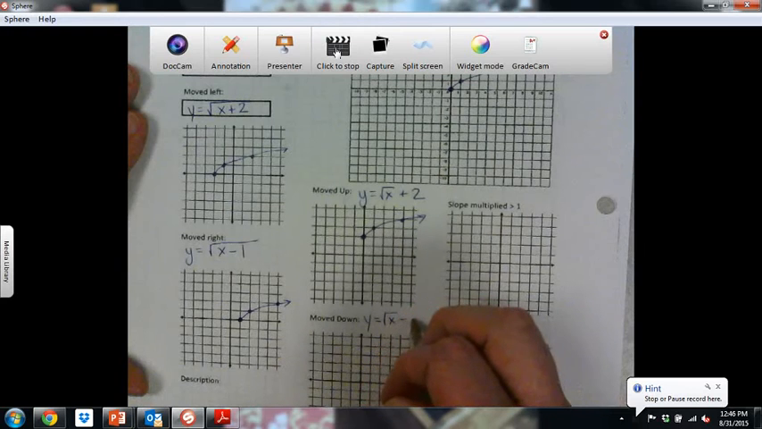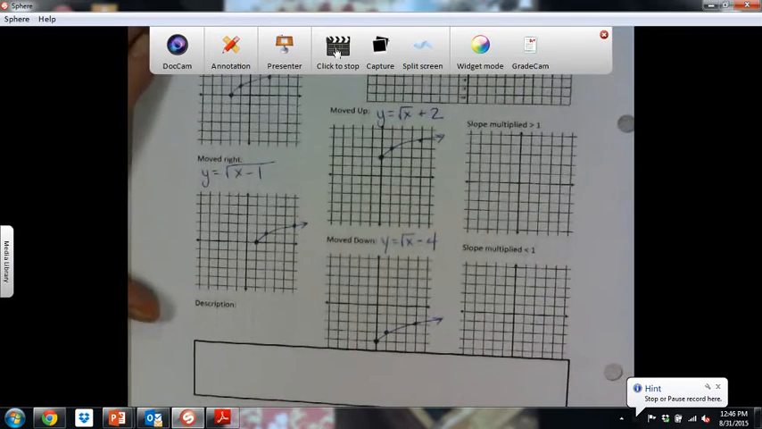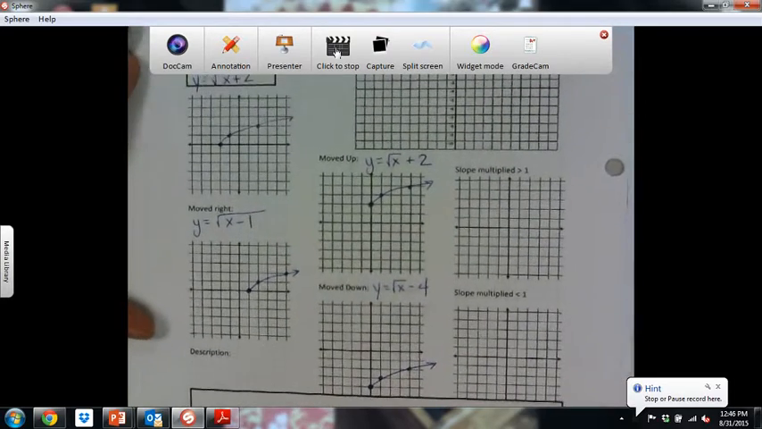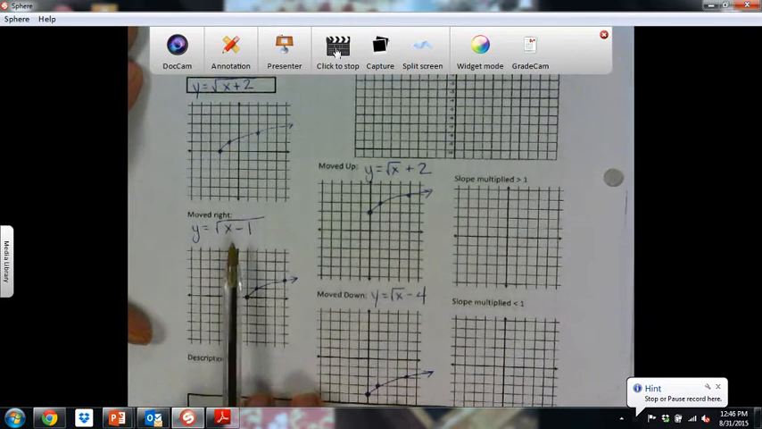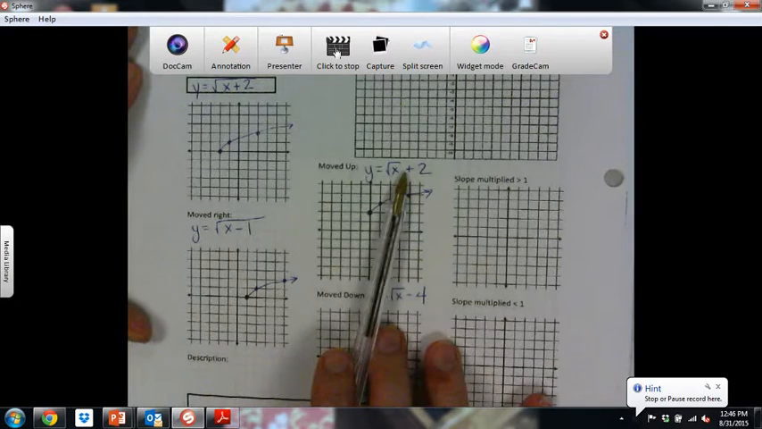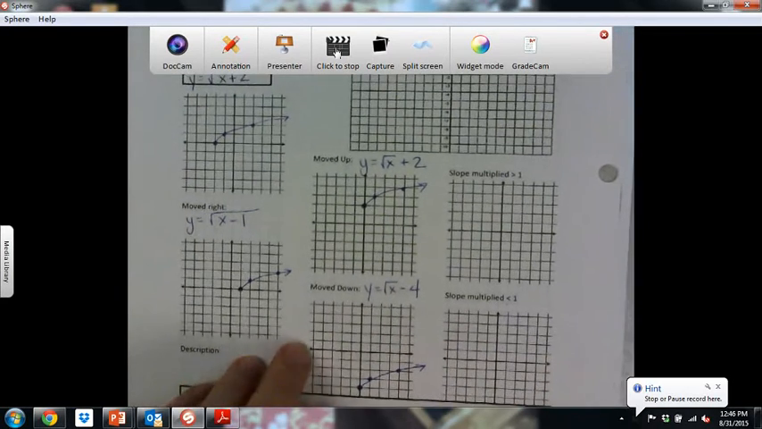of x minus, let's say, 4. So I'm going to go down 1, 2, 3, 4, up 1 over 1, out 4, up 2, and connect my dots. Okay. So again, we're following a very similar pattern. Adding underneath the radical moved us to the left. Subtracting under the radical moved us to the right. Adding outside the radical moved us up. Subtracting outside the radical moved the whole graph down.